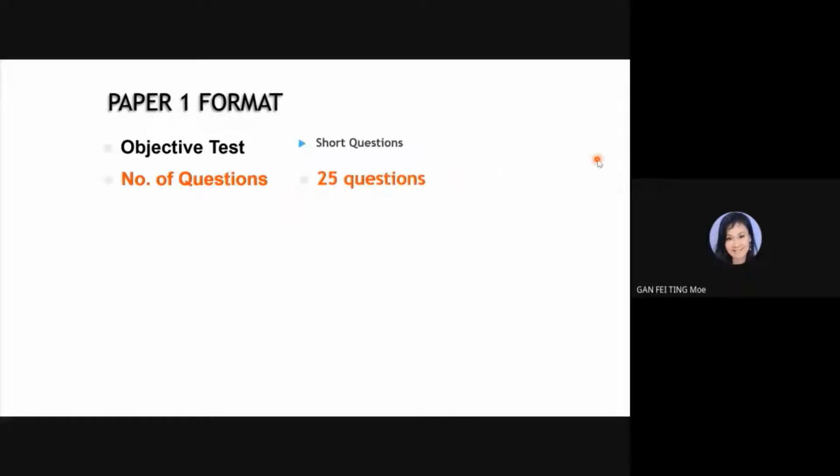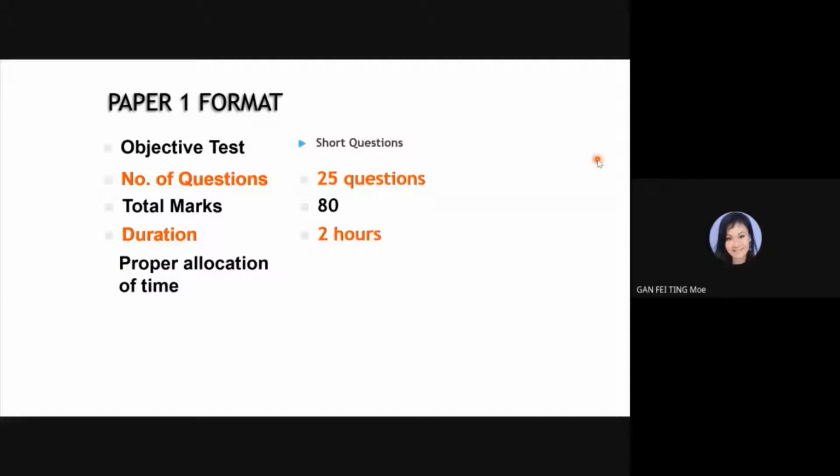Now, without further delay, let's go in. Cikgu Azhar said that we should have 93 students. Now this is the format of paper 1. I was told that you have been told about the format of paper 1. It has objective and short questions, 25 questions, with total marks of 80, and the duration is 2 hours.